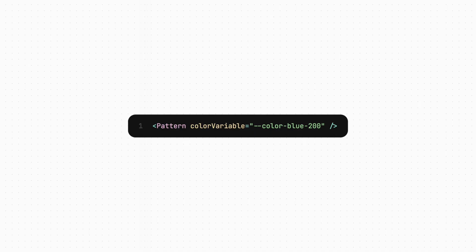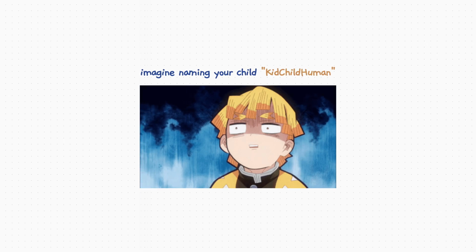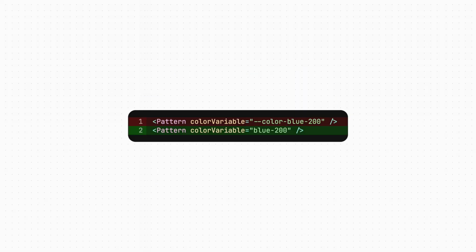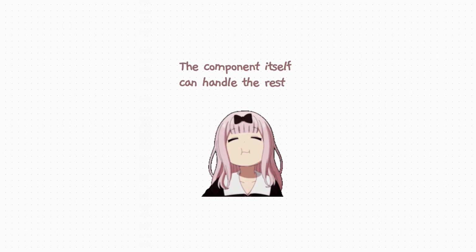For example, if you're passing a CSS variable, you don't need to write --color-blue-200 inside a prop called colorVariable. That's repeating information that's already obvious. Just call it blue-200. Or go even further, ditch the word variable altogether. color equals blue-200 is cleaner, clearer, and says exactly what it needs to. The component itself can handle the rest.